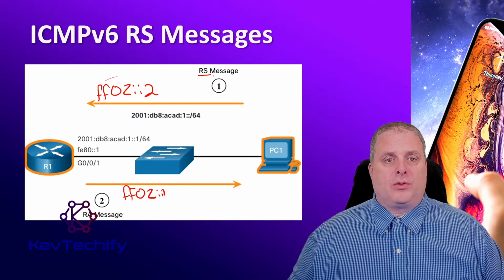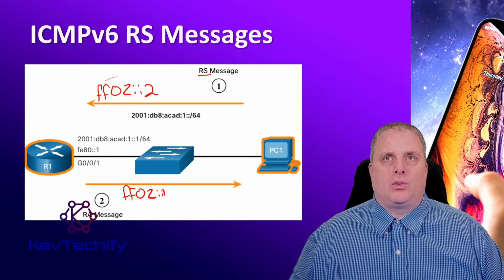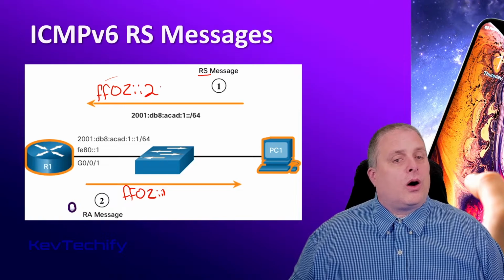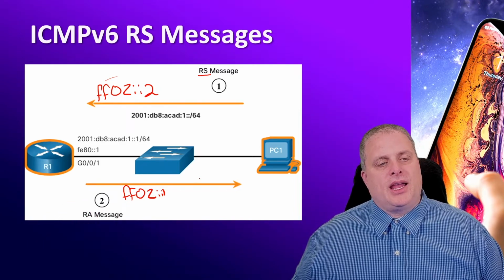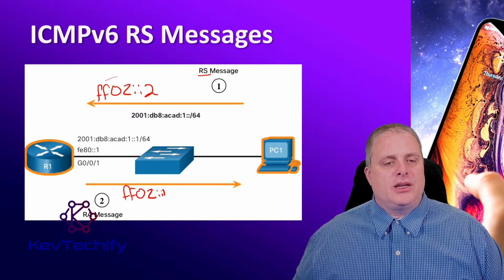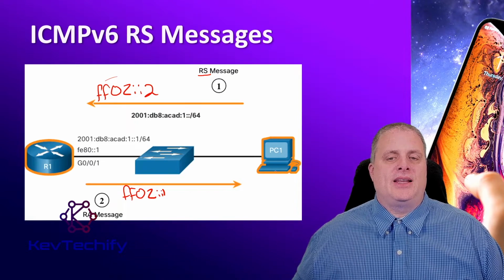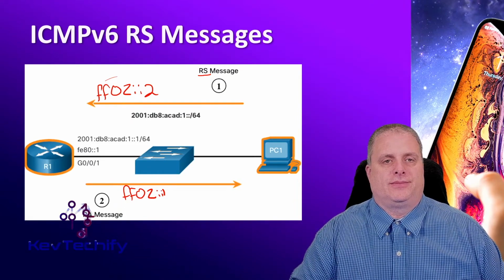So the first step, once again, is we send out a router solicitation message to the all routers group multicast. The router gets it in, sends back a router advertisement to the all nodes multicast group. The PC gets that in, and then it's able to configure its IP version 6 information.